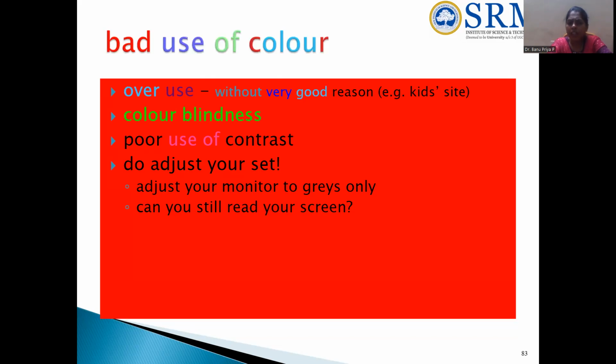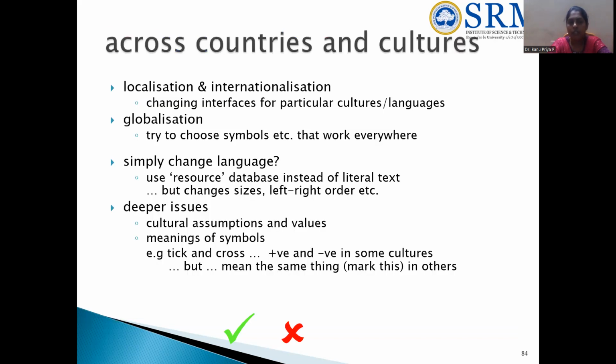If you look at this slide, it is a bad use of color. Since the contrast is poorly used, the adjustment is not done. Overuse of color is done. Whereas this slide, okay.